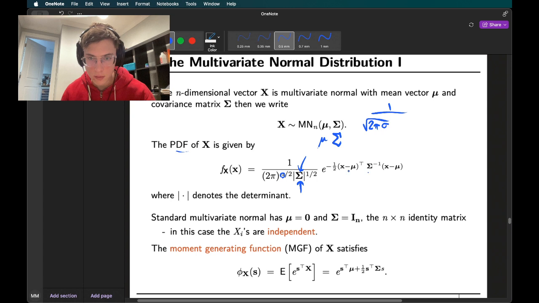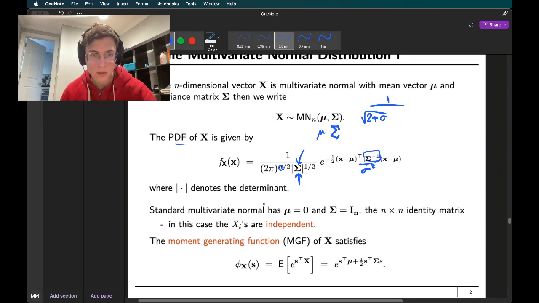Here we have this at the top. Usually with one variable we have divided by sigma squared, but now instead we have the inverse of the covariance matrix. Standard multivariate normal has mu equals 0 and sigma equals I_n, where I_n is the n by n identity matrix. In this case, the x_i's are independent.